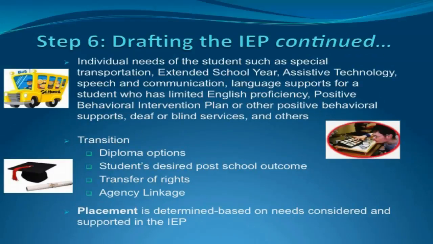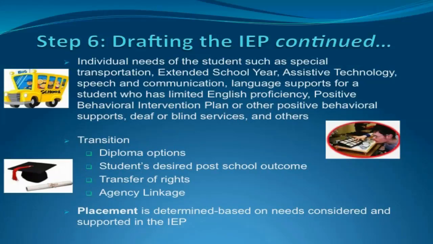All right, we're still on step 6, which is drafting the IEP. Individual needs of the student, such as special transportation, extended school year and assistive technology, speech and communication, language supports for a student who has limited English proficiency, and positive behavior intervention plans or other positive behavioral supports, deaf or blind services, and many others are also considered and need to be included in the IEP if determined appropriate for that student.